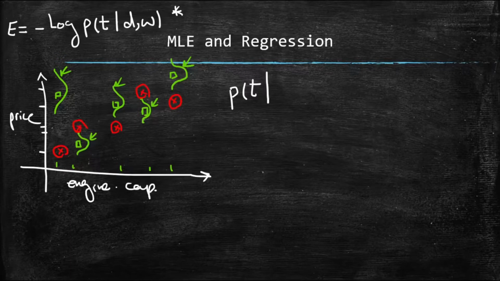It's a vector, right? Given my inputs, so all these engine capacities, and the parameters of my model, the weights, if I assume that each one of these guys are distributed normally, the idea is that I want to shift these Gaussians in a way that would maximize the probability of them generating my ground truth, right?